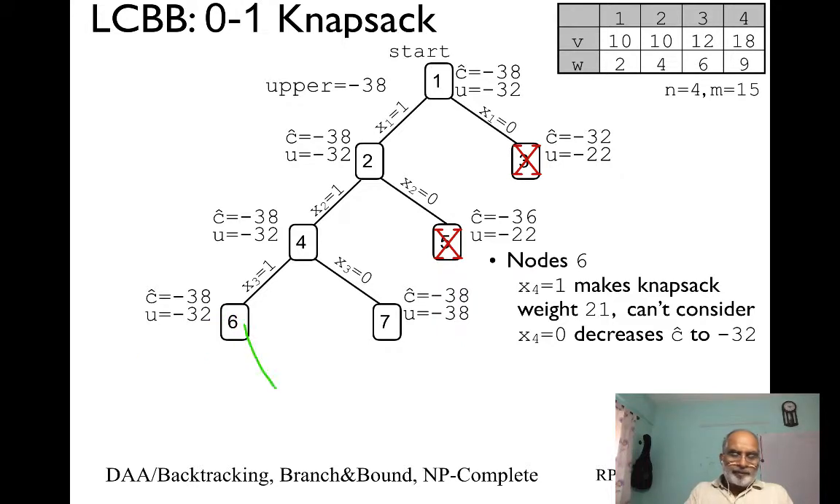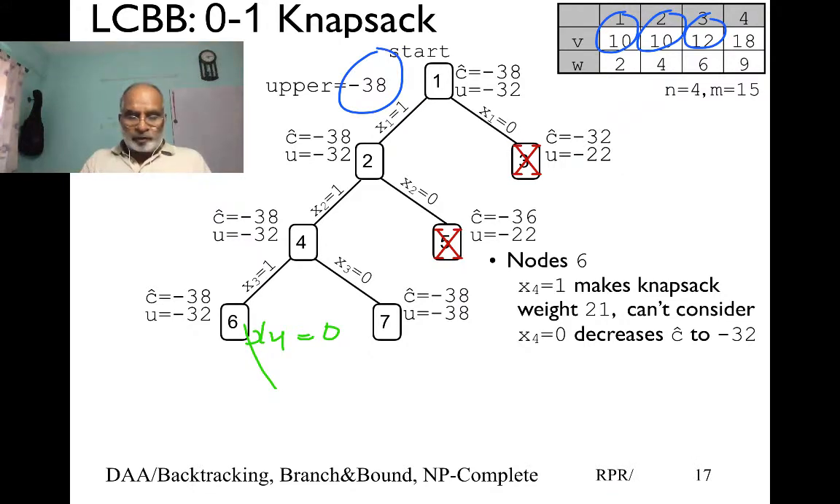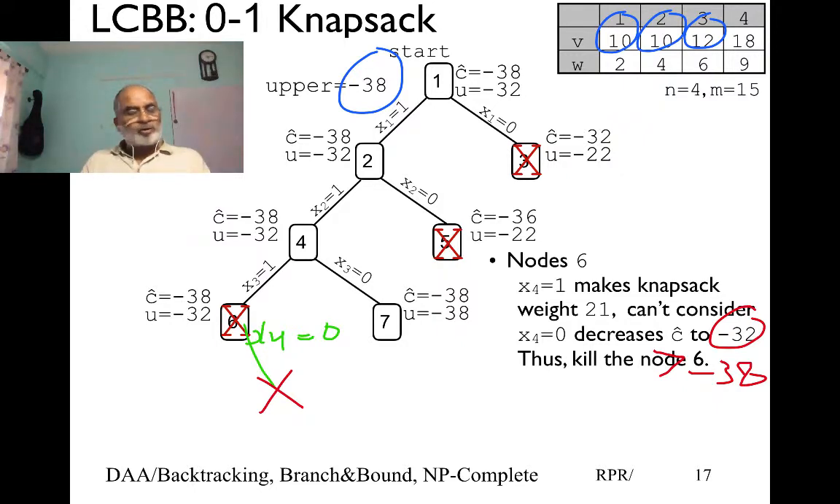Or if I take x4 is equal to 0, that means I cannot get any more elements. So my cost would become 10 plus 10 plus 10, 12, 32. And since this cost is greater than my upper value, so this cost minus 32 is greater than minus 38, I will not consider this node, and I'll kill this node as well. So that means node 6 we're not going to explore because it's not giving us anything.